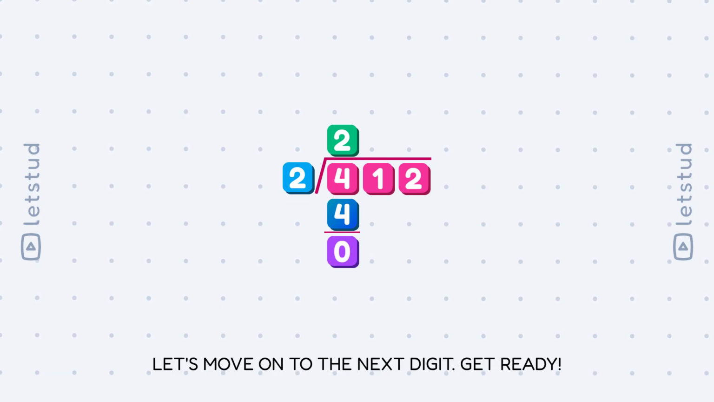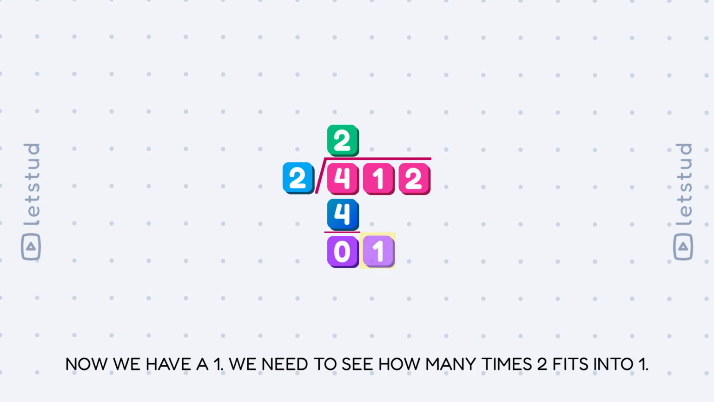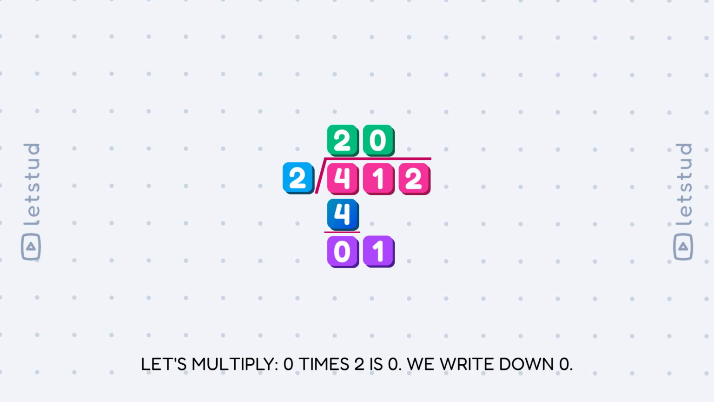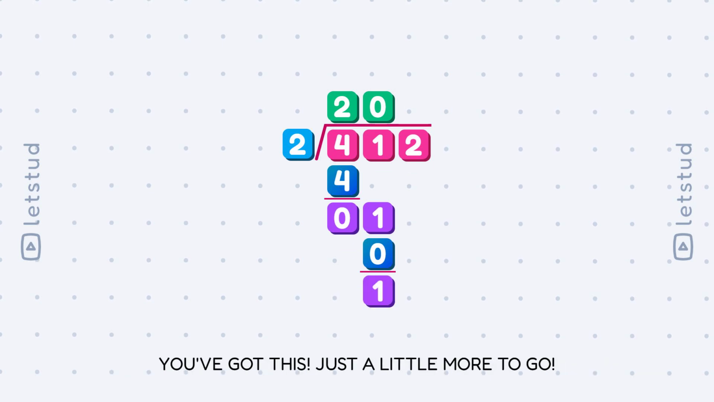Let's move on to the next digit, get ready. Here we go with the next digit, we bring down the ones. Now we have a 1, we need to see how many times 2 fits into 1. Since 2 is bigger than 1, it fits 0 times, that's okay. Let's multiply: 0 times 2 is 0, we write down 0. Subtracting 0 from 1 leaves us with 1, we're on a roll. You've got this, just a little more to go.